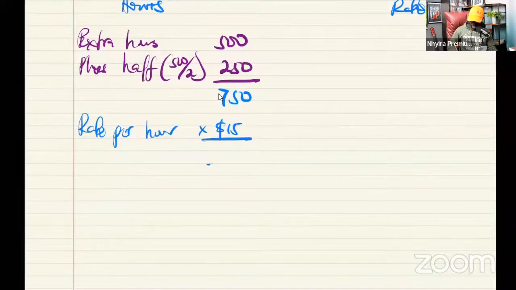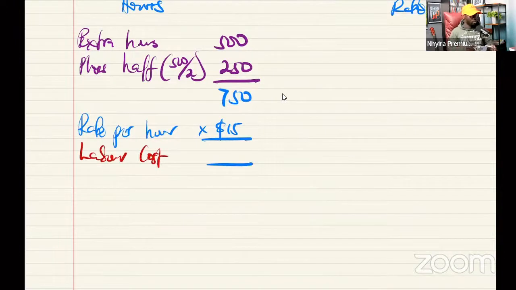You multiply it up so that the labor cost will be how much? 11,250. This is one way to arrive at the figure, time and a half. So you look at the labor hours that we need, that we have to pay for, then we add half of that labor hours to it, so that we now get a total labor hours of 750. Then we get our answer coming up.